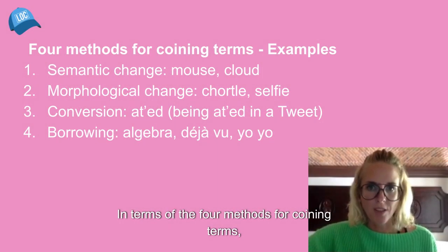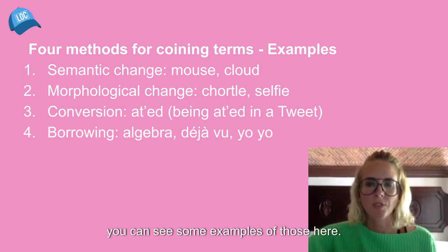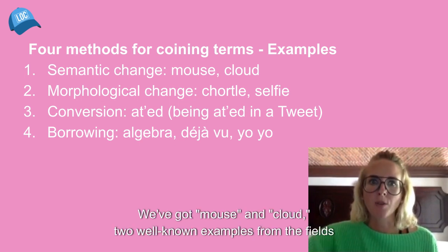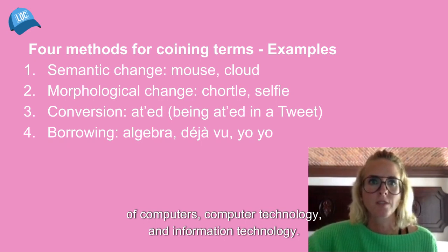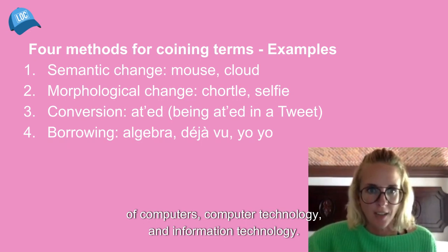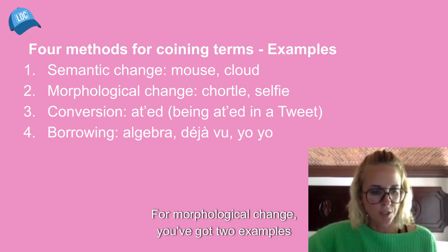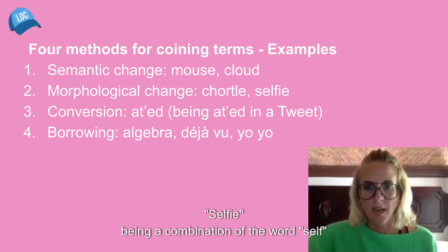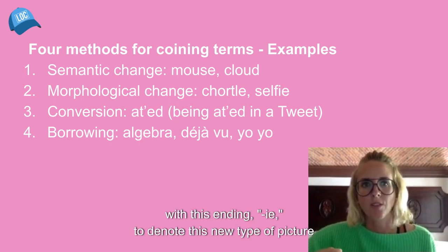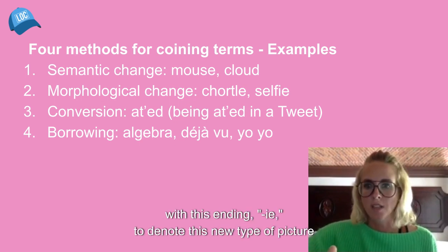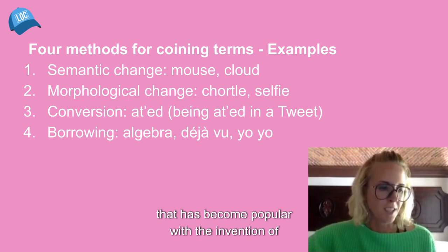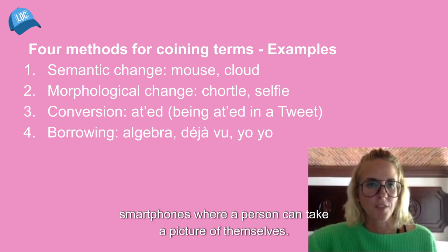In terms of the 4 methods for coining terms, you can see some examples of those here. Number 1, semantic change. We've got mouse and cloud, 2 well-known examples from the fields of computer technology, information technology. From morphological change, you've got 2 examples, chortle and selfie. Selfie being a combination of the word self with this ending IE to denote this new type of picture that has become popular with the invention of smartphones, where a person can take a picture of themselves.